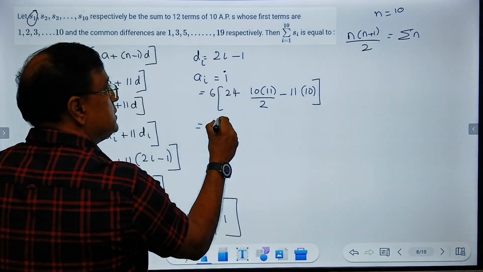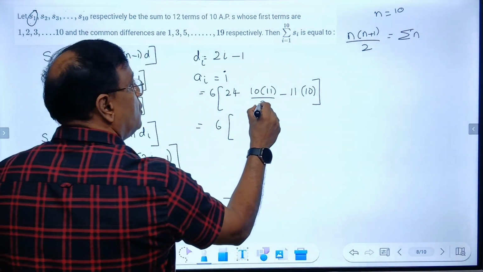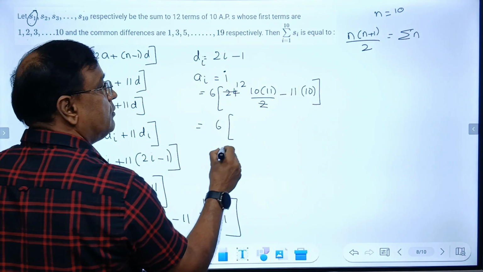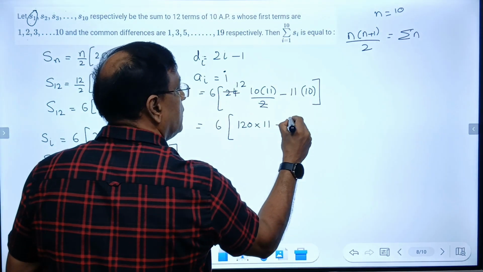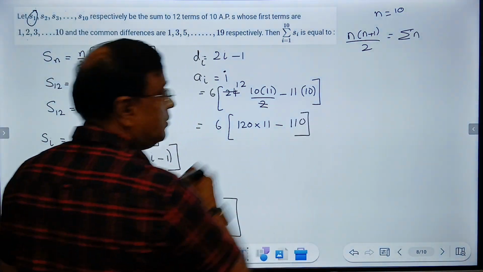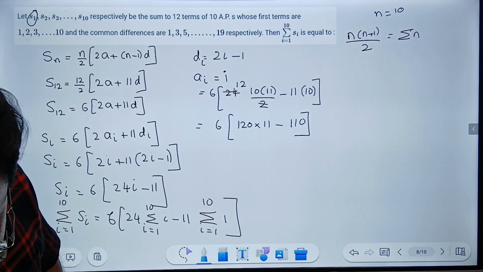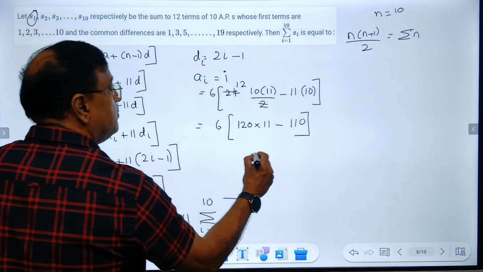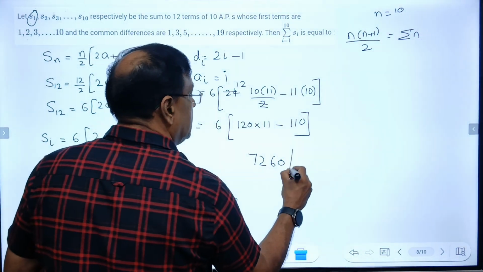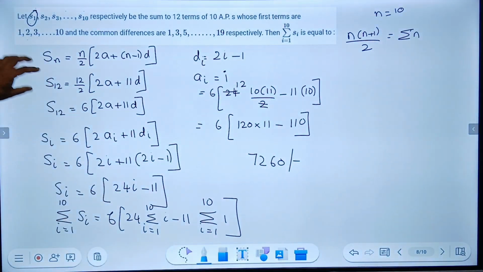So it will be 6 into 2 goes 12 times. So it will be 120 into 11 minus 110. So if you simplify this, I think I am getting 7260. Okay. If there is any calculation error, let me know. So again, I want to talk to you about this problem.